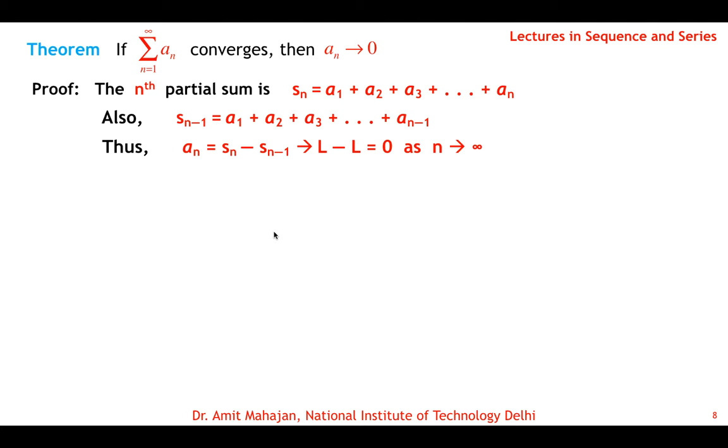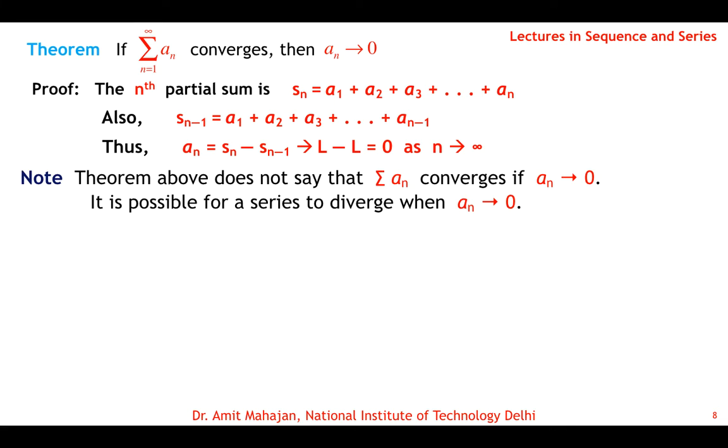So this is an important result. And the converse is not true. The theorem above does not say that the series converges if the limit as n tends to infinity of an is 0. It is possible for a series to diverge even when the limit as n tends to infinity of an is 0. So we have to be careful about this.